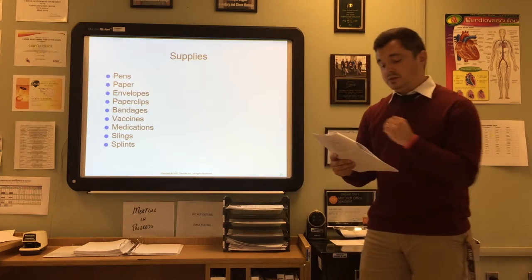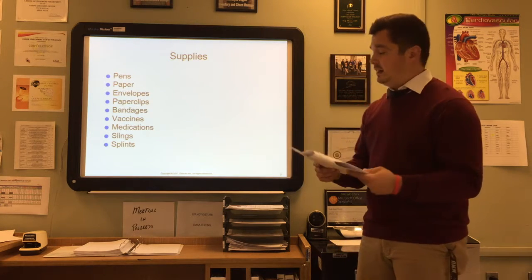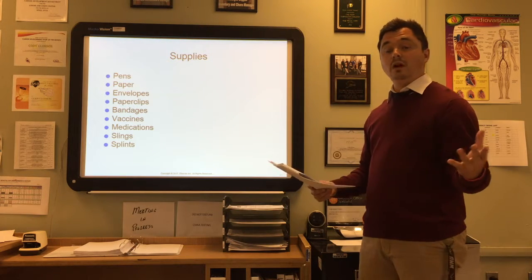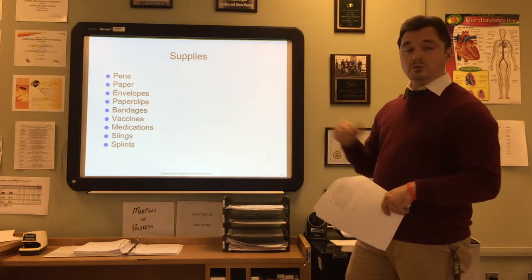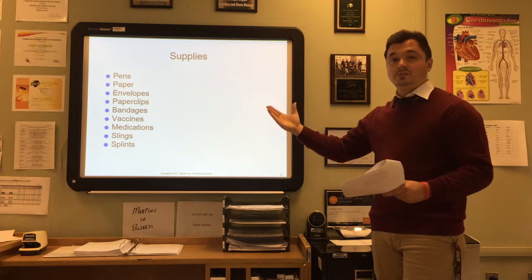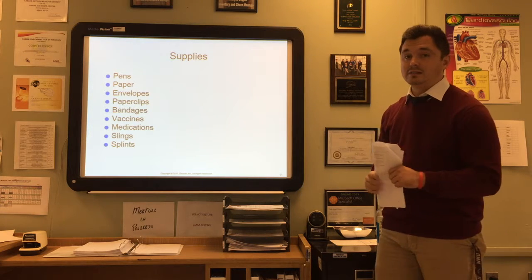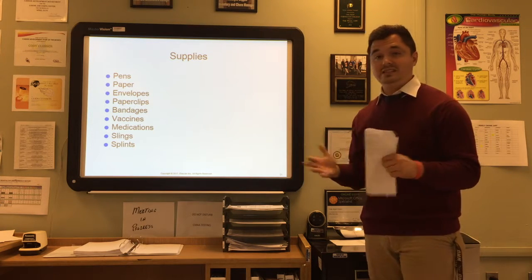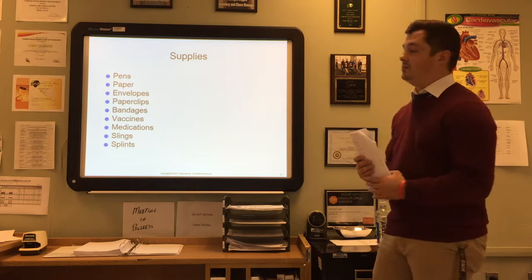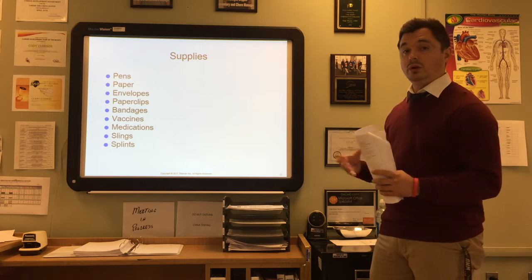So medical assistants need to ensure the practice has enough supplies to treat different patients, and they need to be both administrative and clinical supplies, and you might be in charge of taking inventory of all of it. Some of the supplies you might have to take inventory of are pens, paper, envelopes, paper clips, those types of things, but then you might get into the clinical side and have to take inventory of bandages, vaccines, medications, slings, and splints even. So it's important to know the difference between administrative and clinical, but be able to take inventory of all of it.